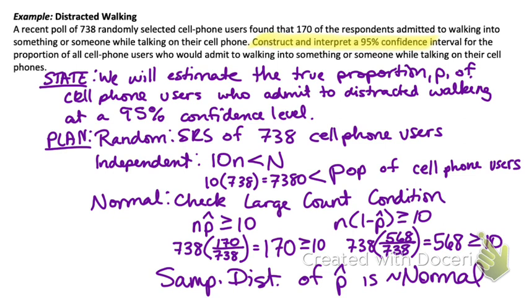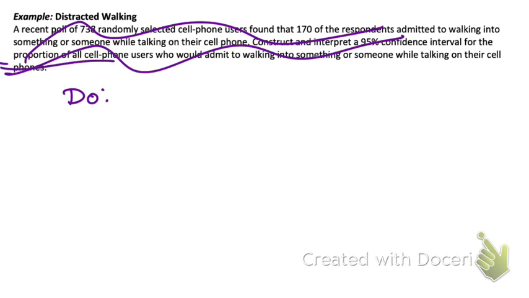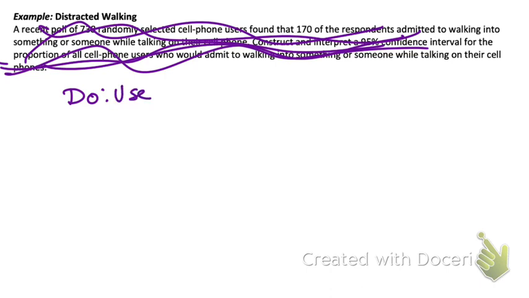What's next? Do. We're going to do the do. Here we go. Do. You guys all still have your writing right here. I'm just continuing right here, okay, because I don't have enough room. Do. Now, here is where you have a decision to make. How many more things do we have? Do and conclude. Use a 1 prop z interval.